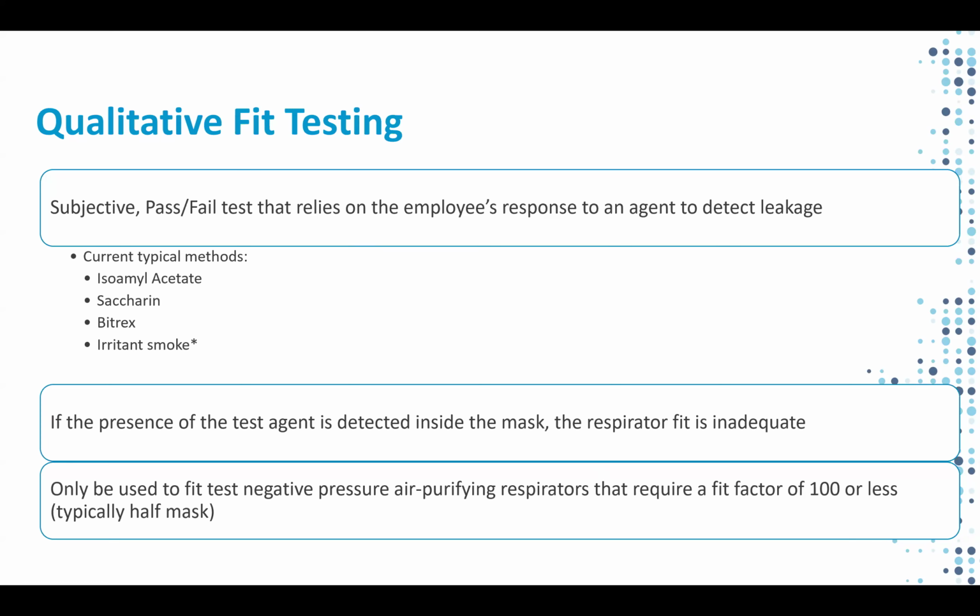So the one with the asterisk, irritant smoke, is just sort of a bad idea. It is a toxin. So when you're testing people, you're exposing them to something that is actually toxic. That's very counterintuitive in the industrial hygiene world. I don't think it's a good idea.